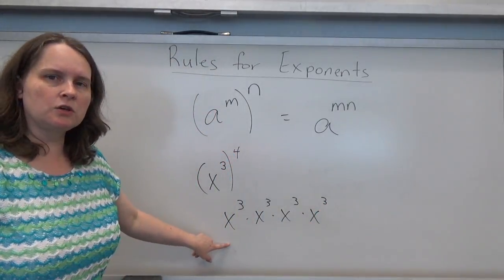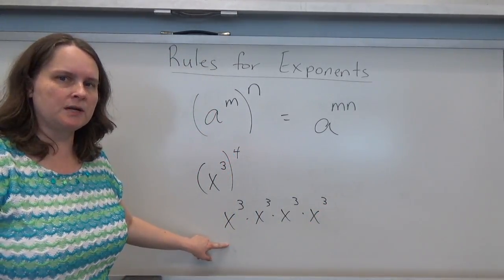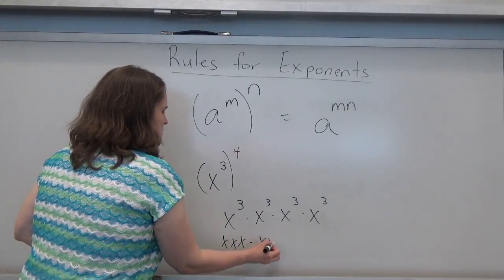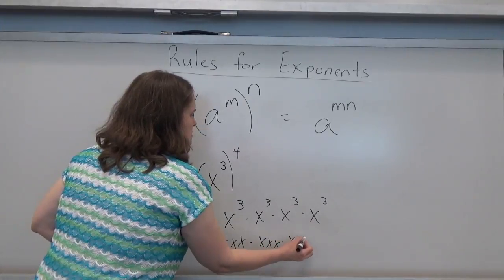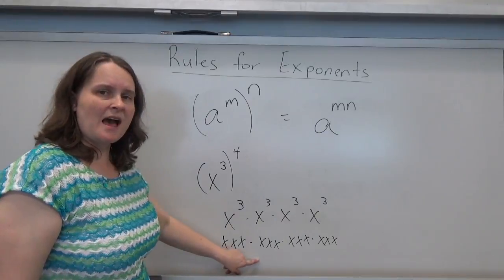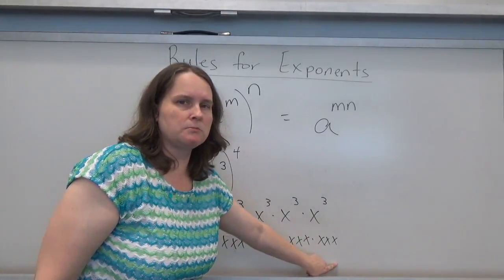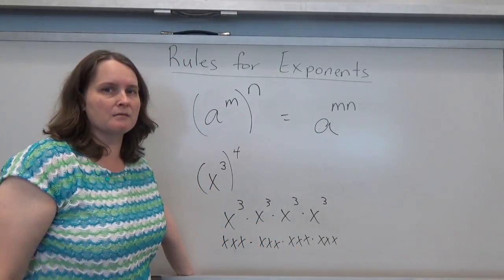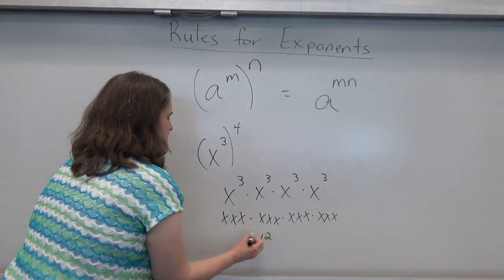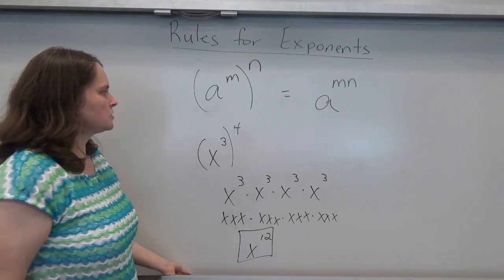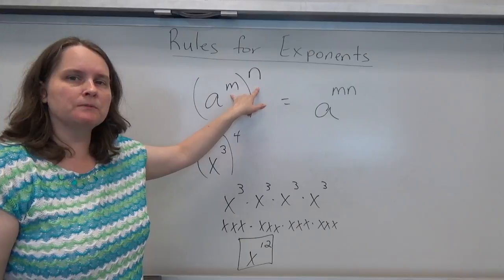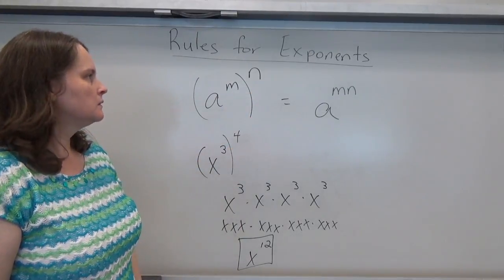All right, each x cubed is telling me to multiply x by itself 3 times. So you've got x times x times x, and you do that 4 times. If you multiply x that many times, how many times am I multiplying x by itself? I'm multiplying it by itself 12 times. So x to the 12th would be my answer. That is why we get to multiply the exponents if we're raising a power to a power. Okay?